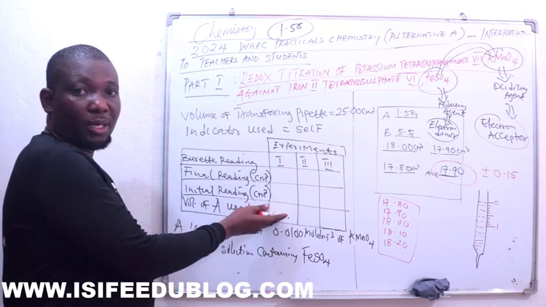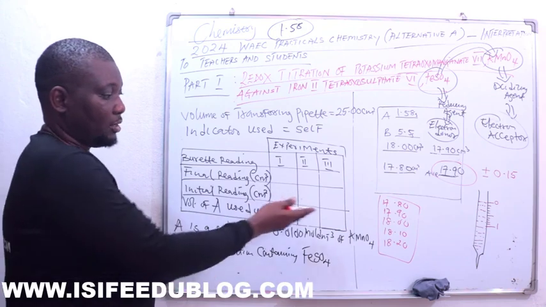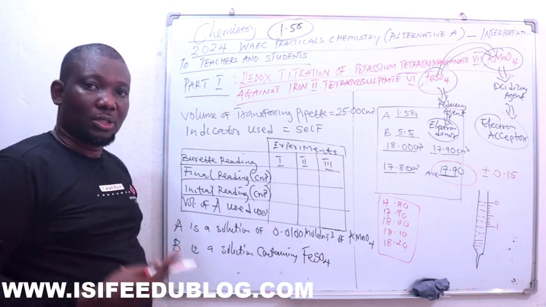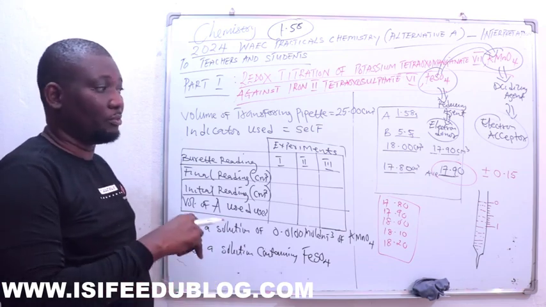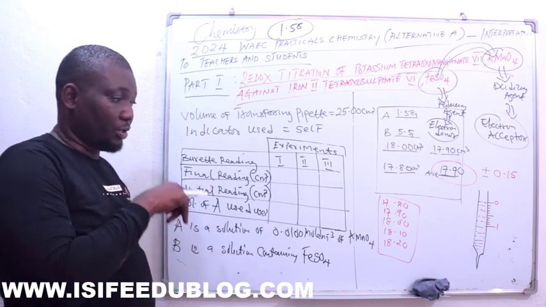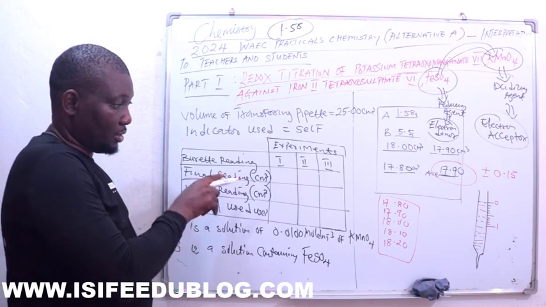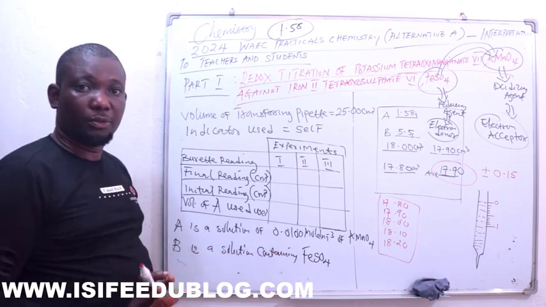This one is just mere formality. Maybe anyone here will serve as a control. But at the end, you have to choose two consistent values and titers as your average to know the volume of the solution whose concentration is known. Because in this titration, the concentration of A is known, while that of B is unknown.